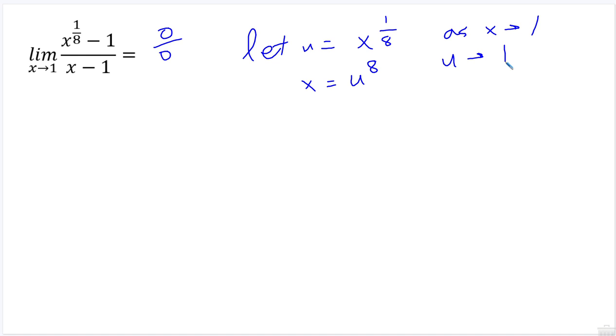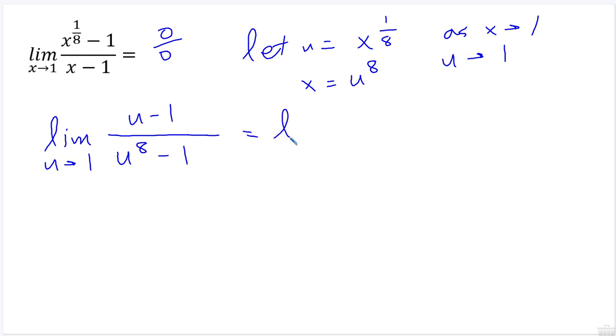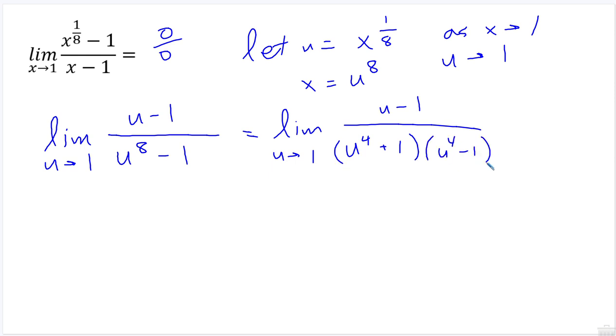So this can just straight up turn into a limit as u approaches 1 of, well, x to the 1/8 is just u, so u minus 1 over u to the 8th minus 1. And if you've done it correctly, you should still end up with an indeterminate limit, right? This is still just 0 over 0. So we'll go about factoring this. So we'll say a limit as u approaches 1 of u minus 1 over, well, u to the 8th minus 1 is just a difference of squares. It's u to the 4th plus 1 times u to the 4th minus 1.